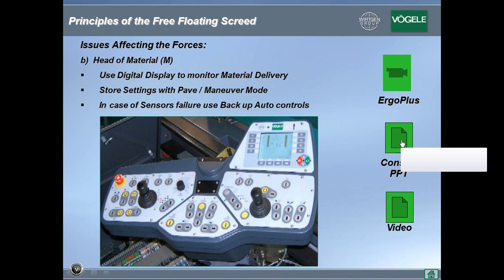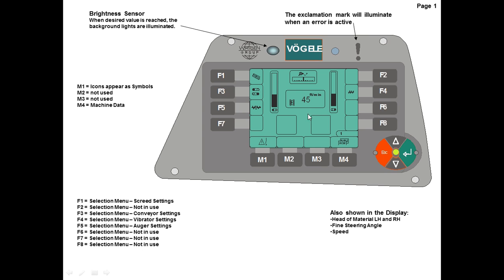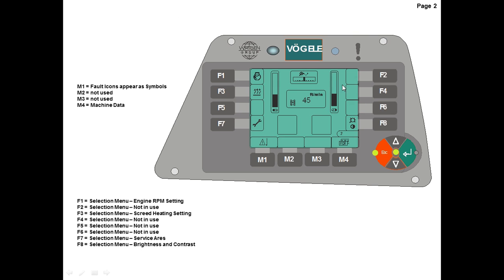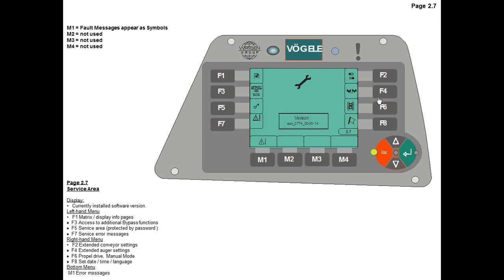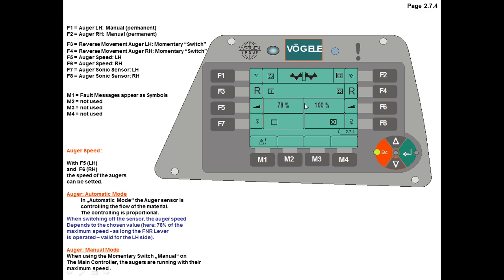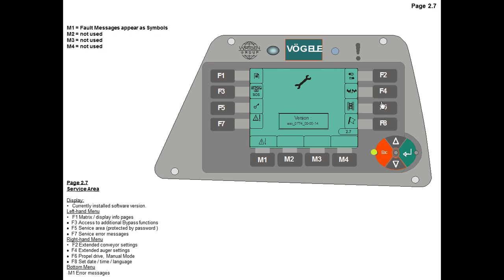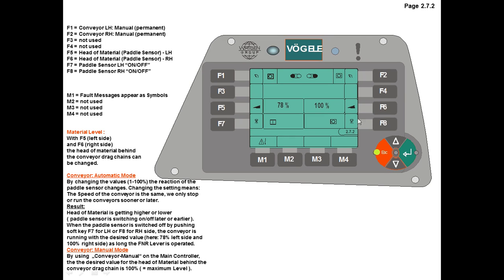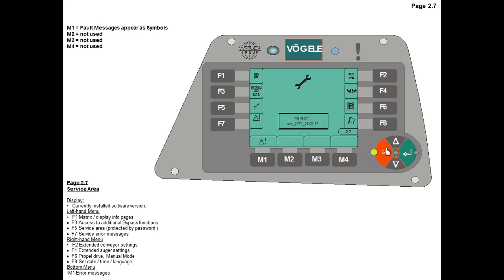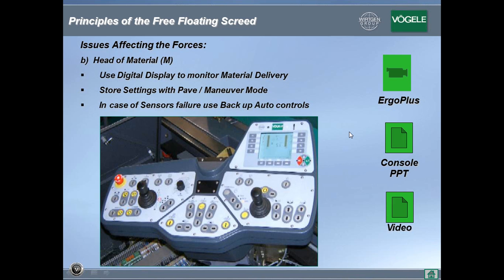We also give the operators the ability that if the sonic sensor fails, the operator can go into the screed control and set his auger and conveyor speed to whatever RPM he desires based on his paving speed and paving width, until his sensors or cables, whatever failed, get fixed. He could do the same for the conveyor system. He could go into the conveyor screen and set whatever speed is required for the conveyor until the automation system is fixed. So those are some of the features that we installed on the paver to help operators maintain a consistent head of material.